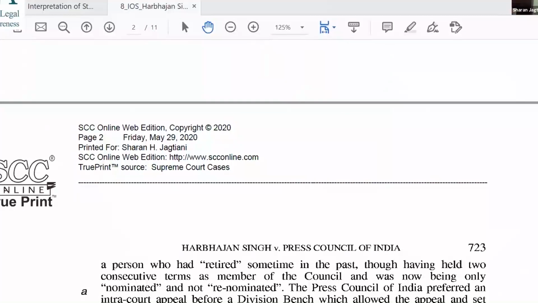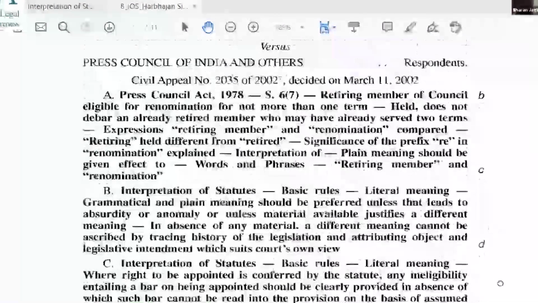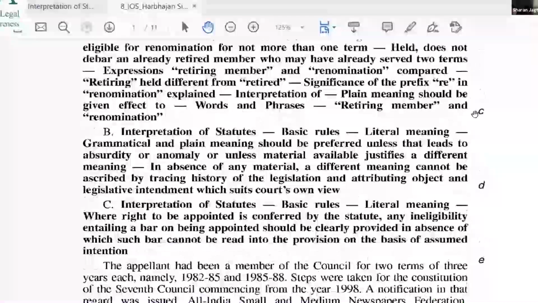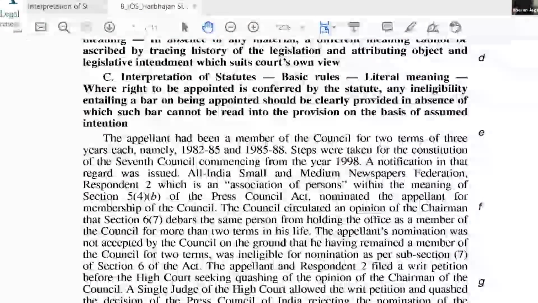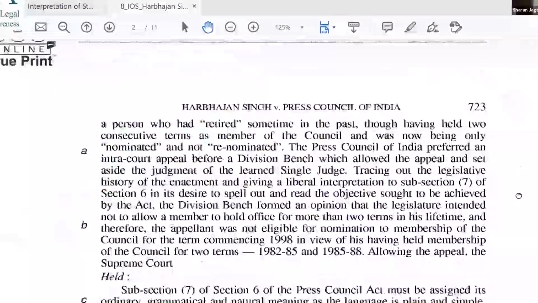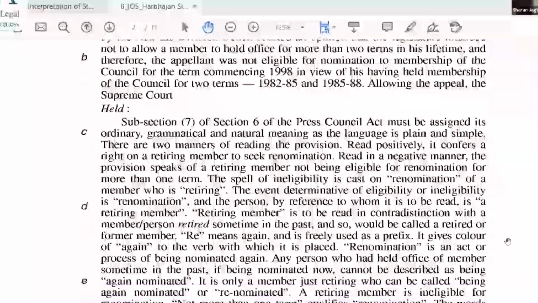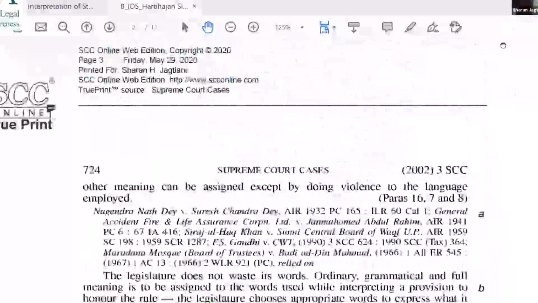And let's look at the language which fell for interpretation before the Supreme Court in section 6, subsection 7. It was a one-line provision. A retiring member shall be eligible for renomination for not more than one term. So there were two important plain expressions used in this short section. Retiring, please note the 'ing', and shall be eligible for renomination for not more than one term.